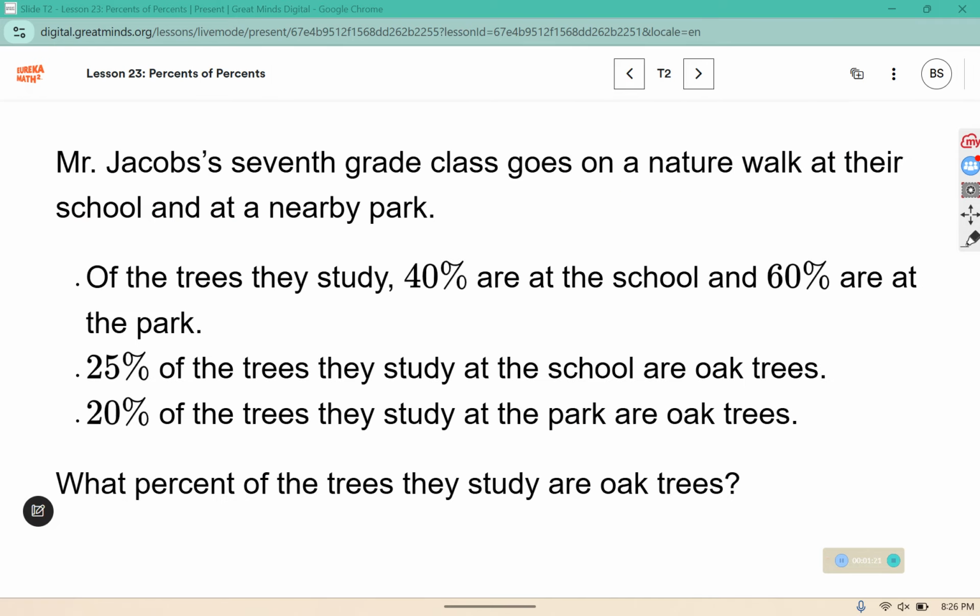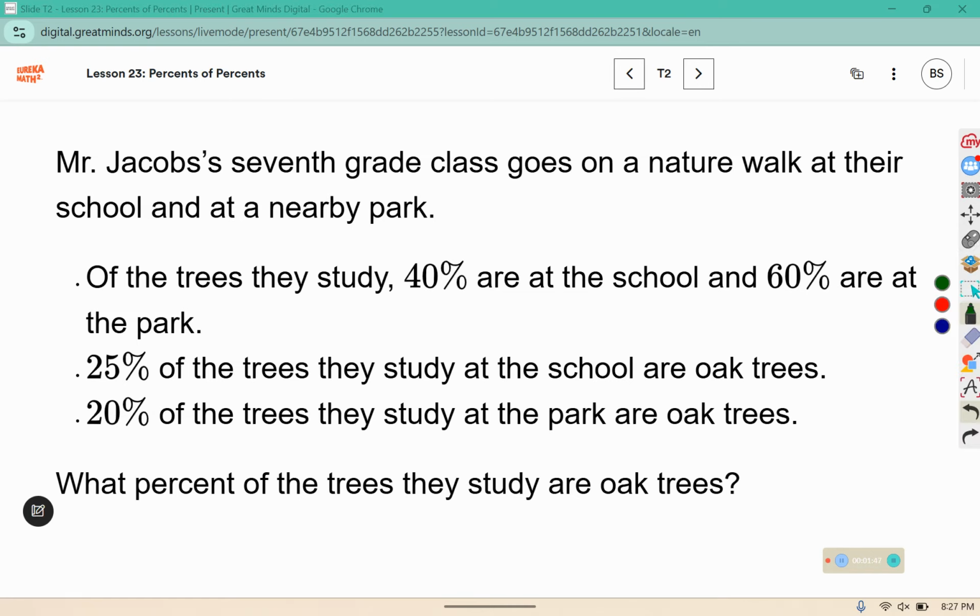Mr. Jacob's 7th grade class goes on a nature walk at their school and at a nearby park. Of the trees they study, 40% are at the school and 60% are at the park. 25% of the trees they study at the school are oak trees. 20% of the trees they study at the park are oak trees. What percent of the trees they study are oak trees?